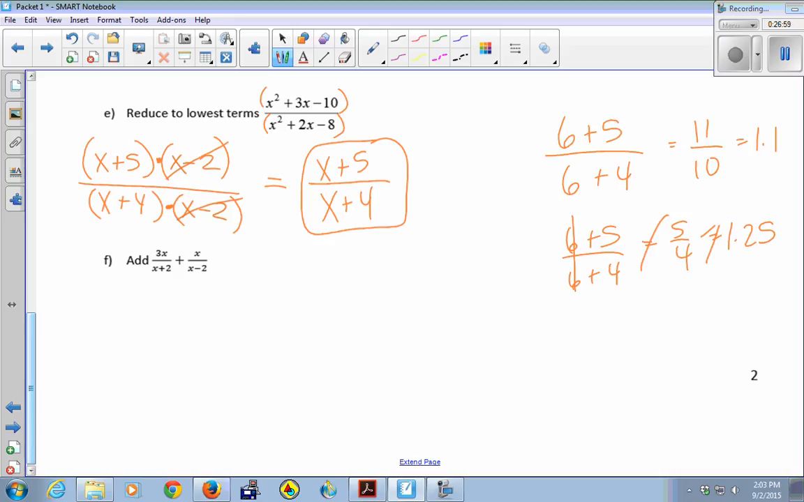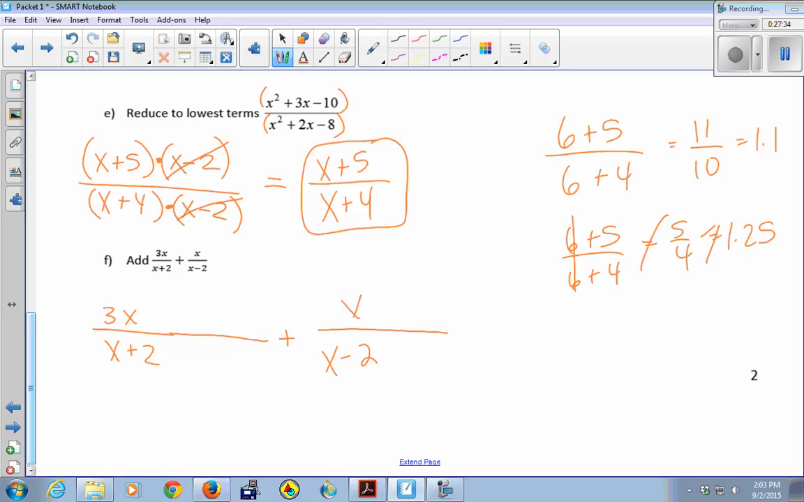Okay, last example, and then I'm going to put you back to work for the last 10 minutes. I'm going to add these two fractions. What do you need to be able to add two fractions together? A common denominator. What's the common denominator going to be? Yeah, x squared minus 4, which is x plus 2 times x minus 2, right? So 3x over x plus 2, plus x over x minus 2.